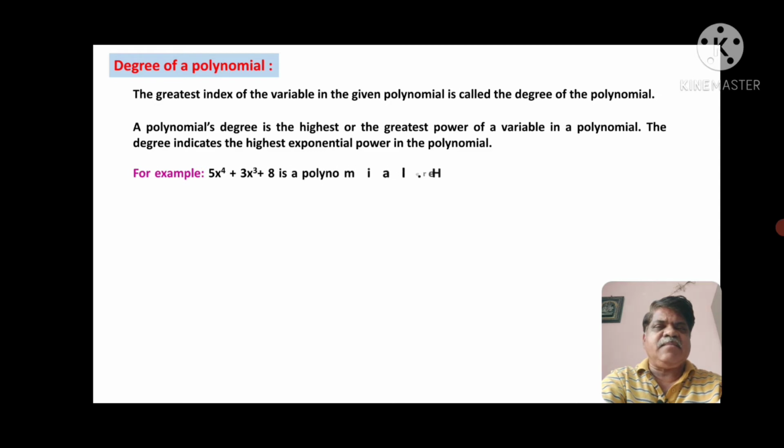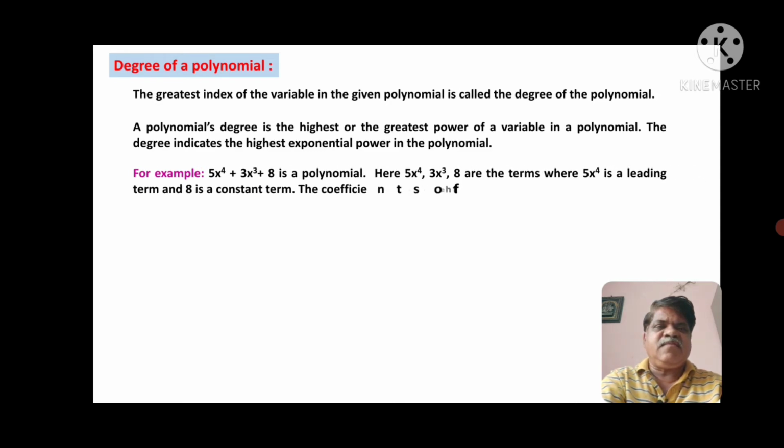Let us take an example. 5x to the power 4 plus 3x cube plus 8 is a polynomial. Here 5x to the power 4, 3x cube, 8 are the terms, where 5x raised to 4 is a leading term and 8 is a constant term. So the coefficient is 4.